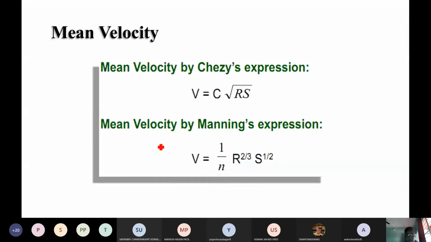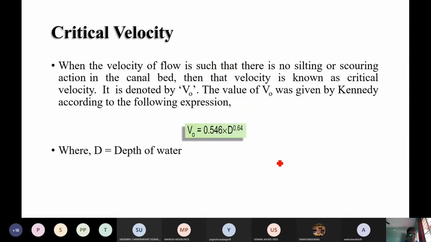Please remember. Now, what do you mean by the mean velocity according to Chezy's formula, according to Manning's formula? As you know, velocity of the flow is equal to C root of RS. Then velocity of the flow as per Manning's equation, by consideration of the roughness parameter, that means V is equal to 1 by N R raised to 2/3 S raised to 1/2. Then what about the critical velocity? So please remember critical velocity, we have to observe at a critical depth. Of course, it is right.